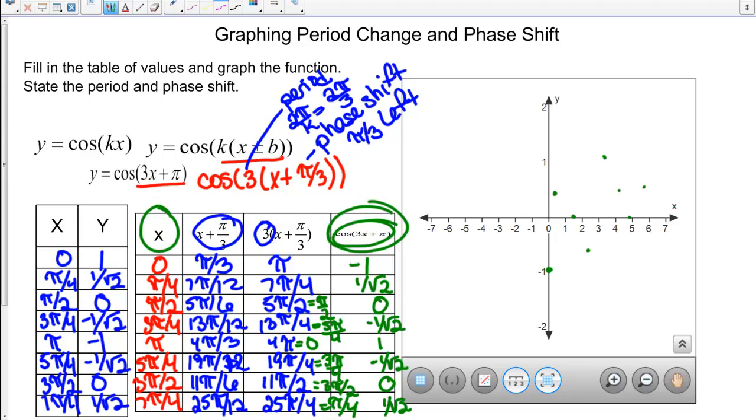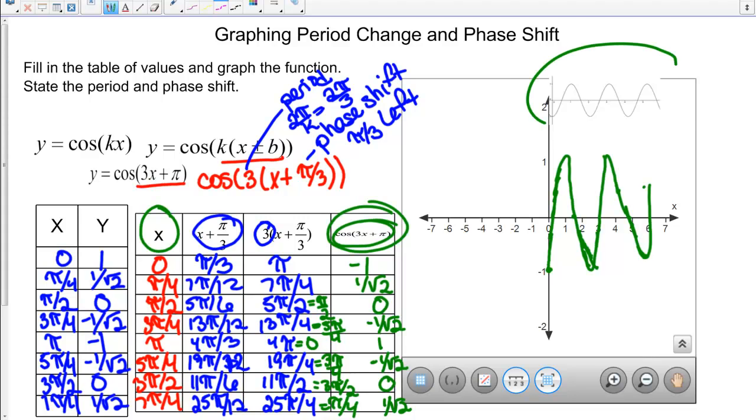And of course, if we connect these dots, we'll see approximately what our graph looks like. But really, we'd probably want some more points to double check our work. We should be repeating every 2 pi over 3. So if we graph this, let's see how close we got. So comparing this actual graph, it looks like we are pretty close.